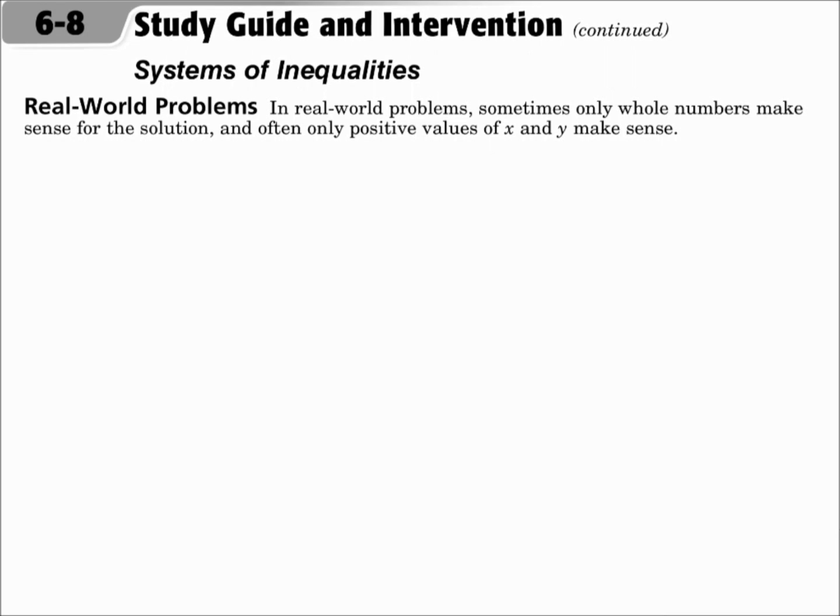In real-world problems, sometimes only whole numbers make sense for the solution, and often only positive values of x and y make sense. So, when you solve real-world problems, graph them, and make sense out of it, most of the time they will be positive numbers. Not every time, but most of the time. Once again, the solution is where the graphs overlap.